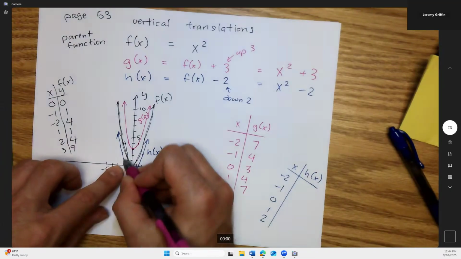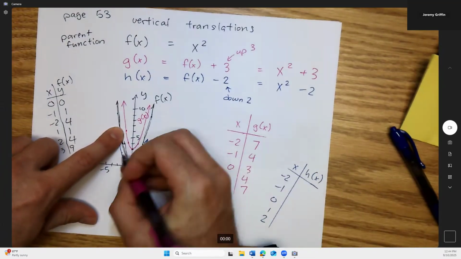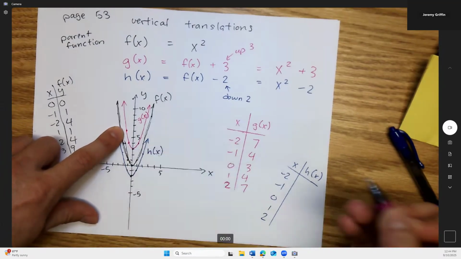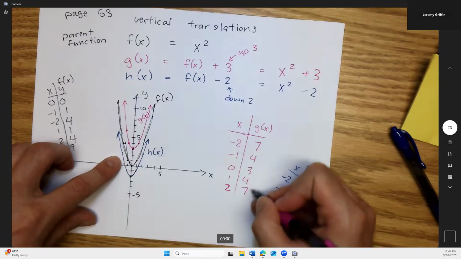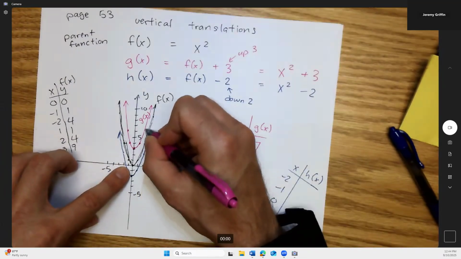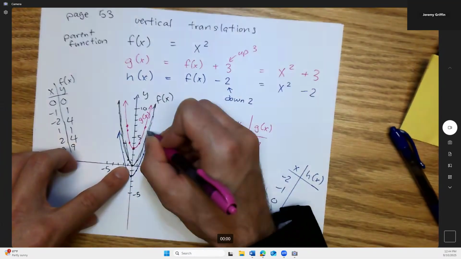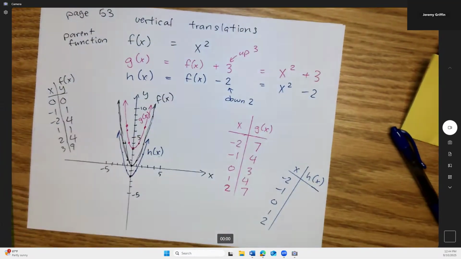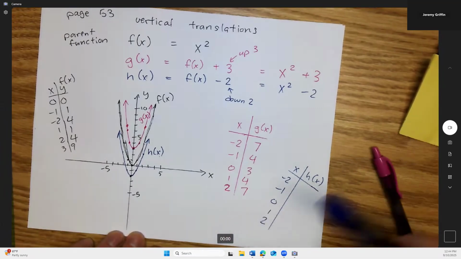So back to up 7. Oh yeah, that's right on the curve. -1, 4, right there, always was. 0, 3, right there. 1, 4. 2, 7: over 2, up 7, that's right there. All the points are lining up exactly where they're supposed to be. Everything's good. Now, what about h of x?